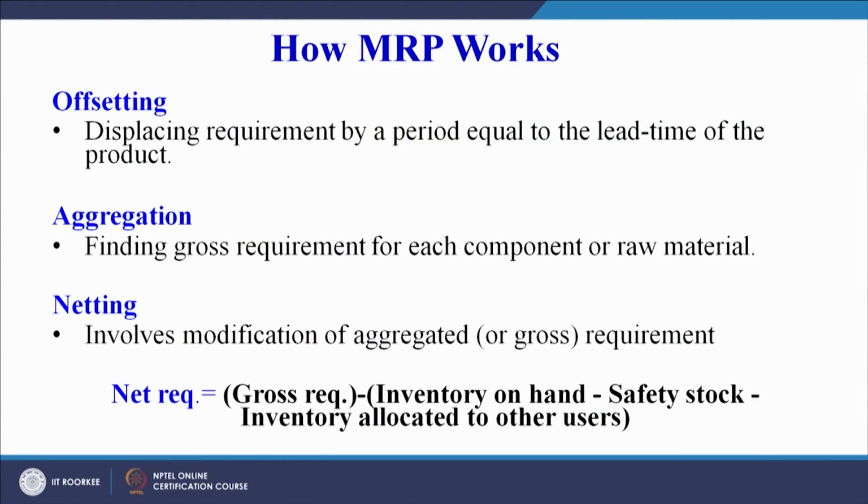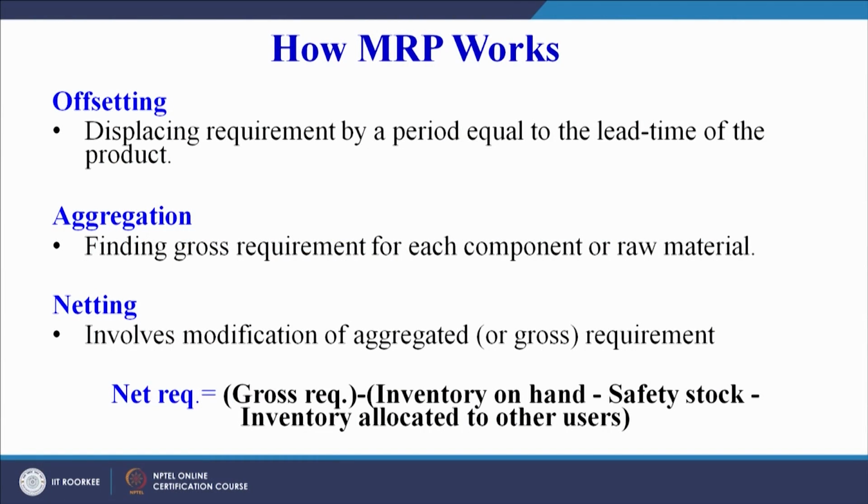Then netting. Netting means that currently there will be some inventory stock available with the organization. So it will see the gross requirement and the inventory level available, and what the net requirement is, because some parts we already have in our inventory. The gross requirement we also know through the system. So what is the net requirement? The net requirement will be whatever the gross requirement is, minus the inventory on hand, that is whatever is available, minus some we want to keep as safety stock, and some inventory available with us might have been allocated to some other product lines or to some users.